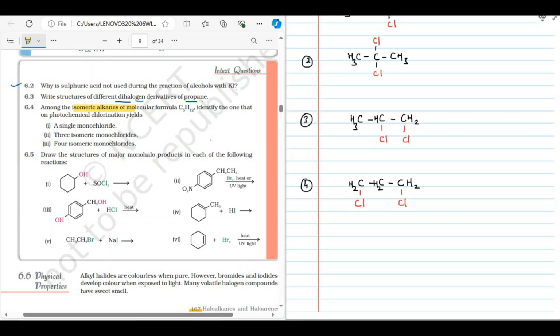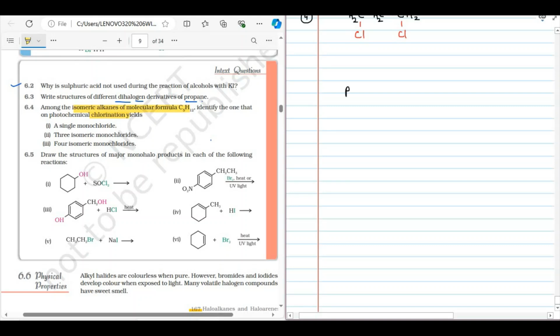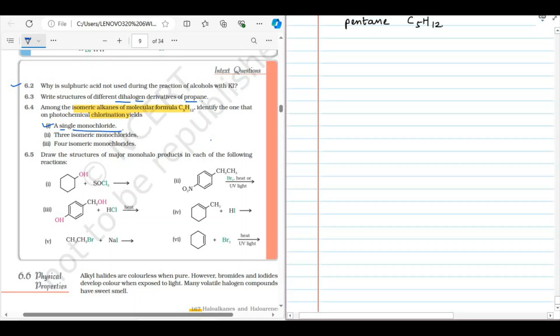Among the isomeric alkanes of molecular formula C5H12, identify the one that on photochemical chlorination yields a single monochloride. Here the alkane given is pentane, C5H12. In the first question we have to draw the structure of the single monochloride that can be formed during the chlorination of pentane. So you have to draw the structure of pentane in such a way that all the hydrogens are equivalent to each other. It means when you replace any of the hydrogens you will get the same product.